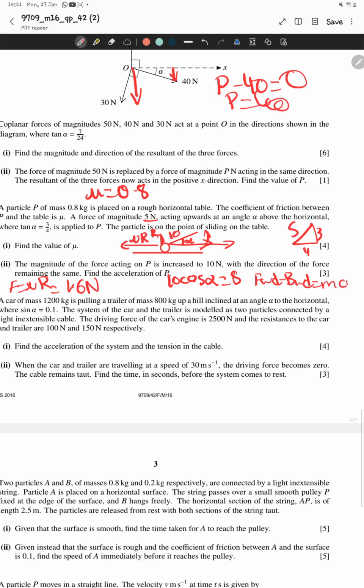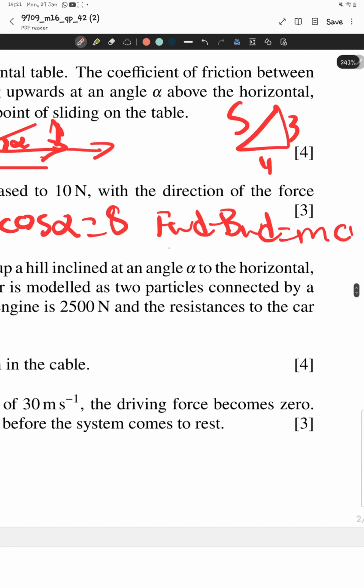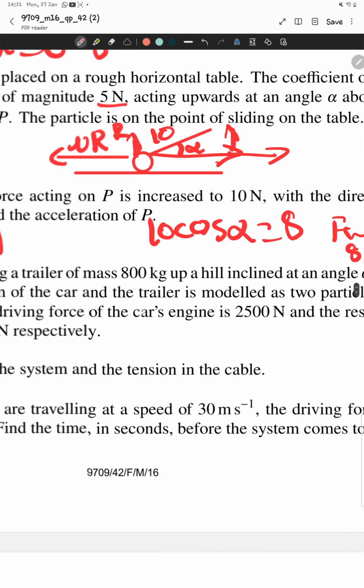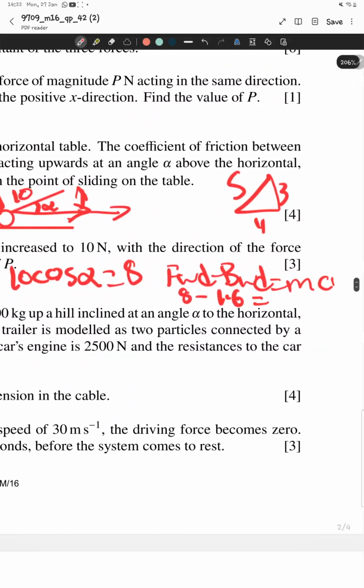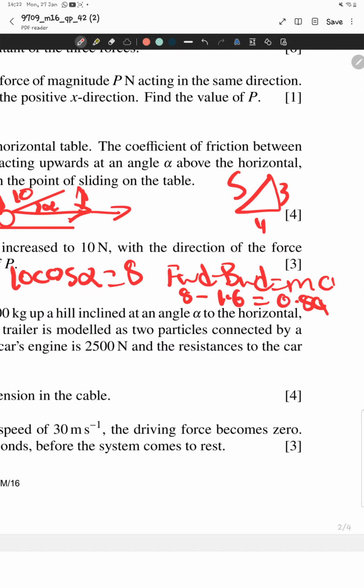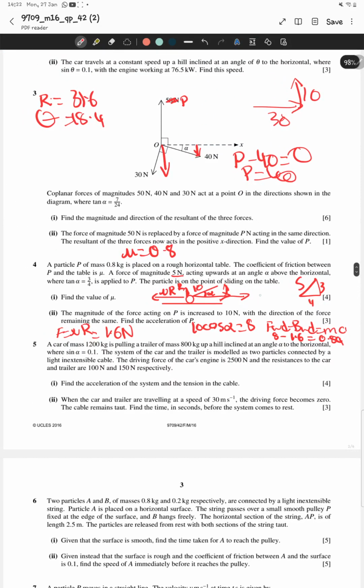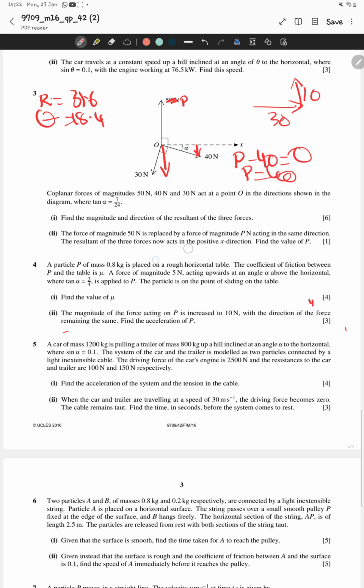So forward minus backward equals ma, right? Forward is 8 minus 1.6 is backwards, and mass of the thing is 0.8, so 0.8 a. Divided by 0.8, you solve this, you get a as 8 meters per second squared, which is the answer. Okay. All right.